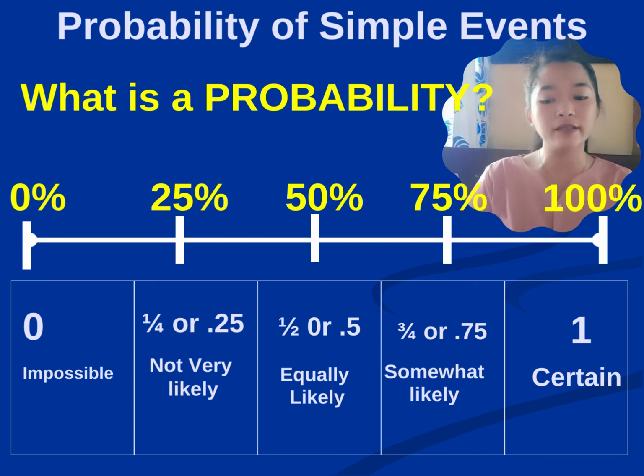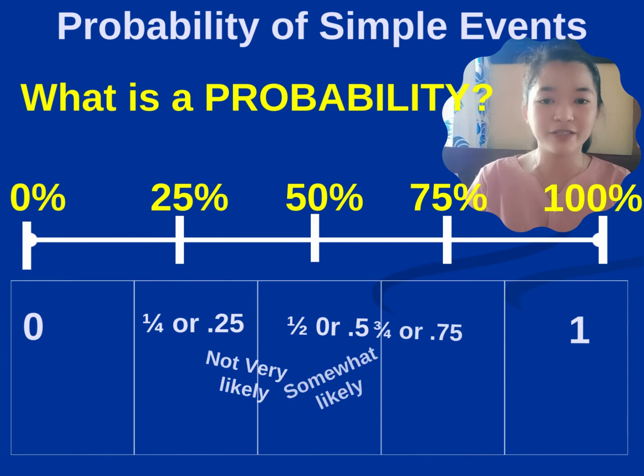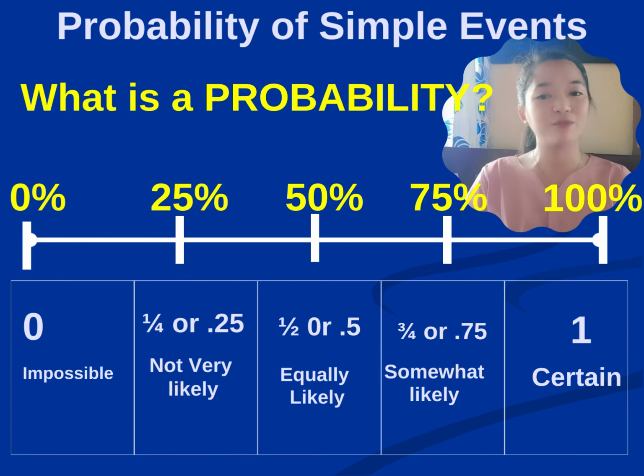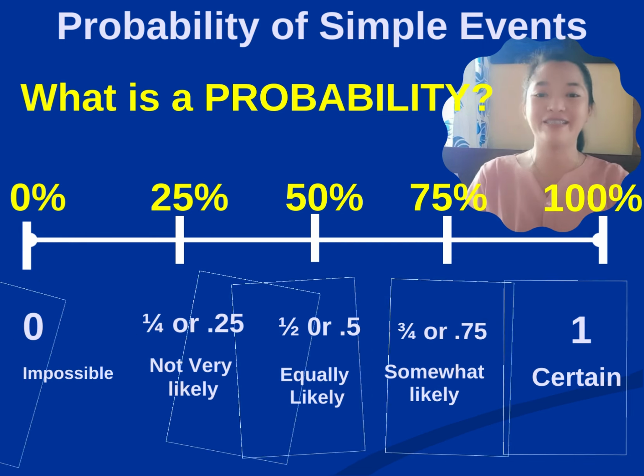If it is 0%, it is impossible to happen. If it is 25% or 1/4 or 0.25, it is not very likely to happen. But if it is 1/2 or 0.5 or 50%, it is equally likely to happen. And if it is 3/4 or 0.75 or 75%, it is somewhat likely to happen. And lastly, if the result is 1 or 100%, it is certain to happen.